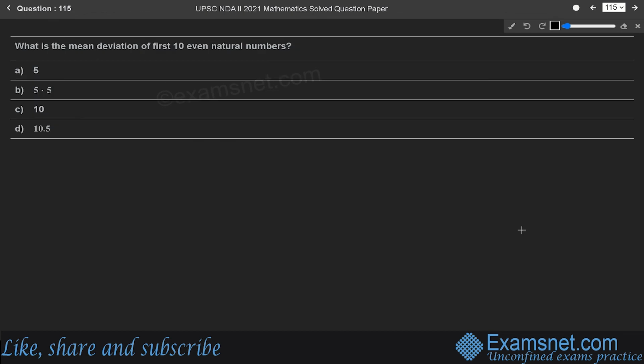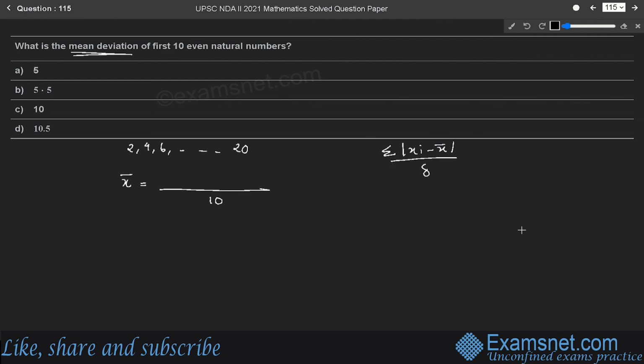Next question is, what is the mean deviation of first 10 even natural numbers? First 10 even natural numbers will be 2, 4, 6, so on up to 20. We have to find the mean deviation. Mean deviation is summation of xi minus x bar upon n. So first let us find the mean for the given series. Mean will be equal to sum of all upon total number. So total number is, we know that it is 10.